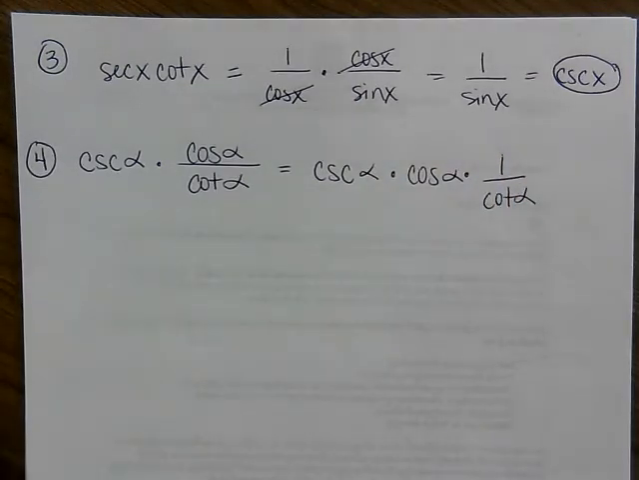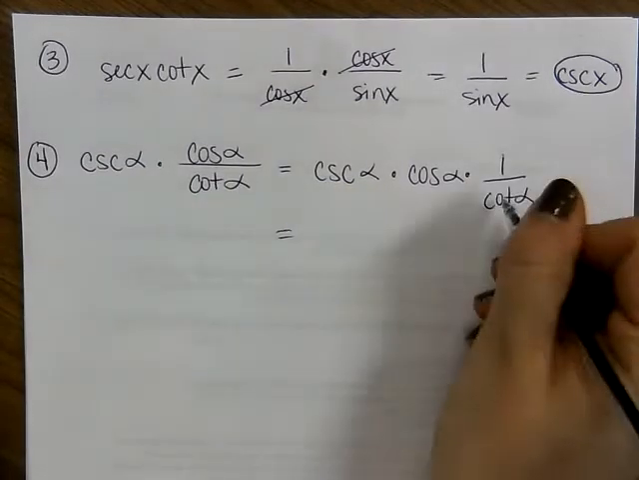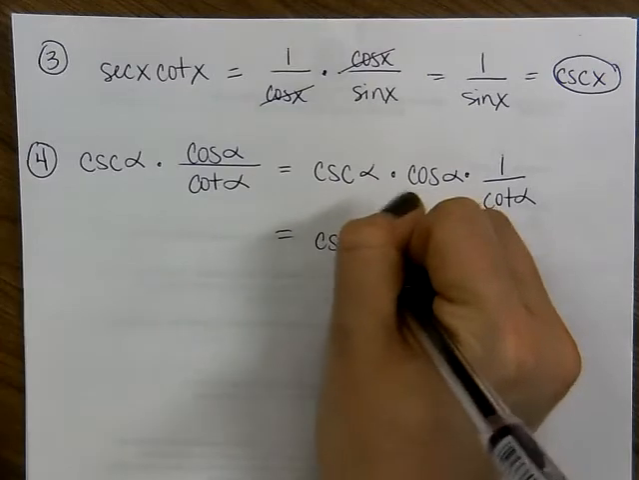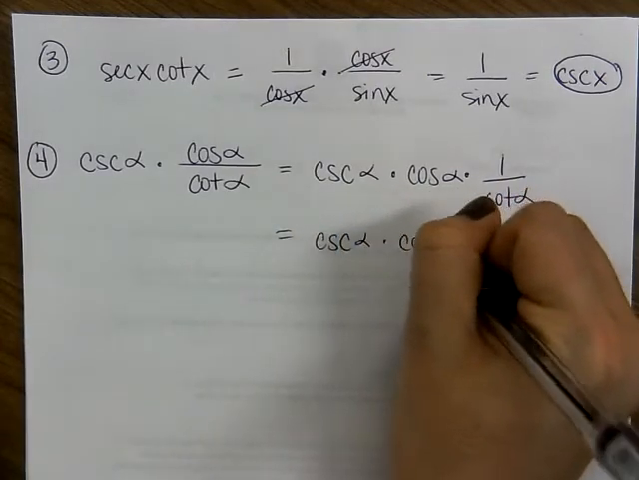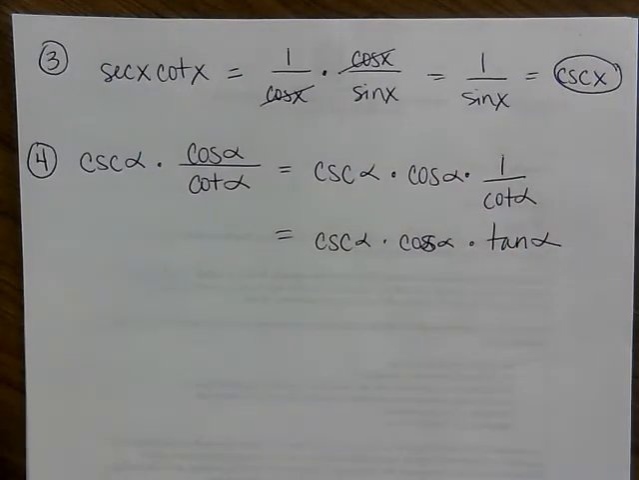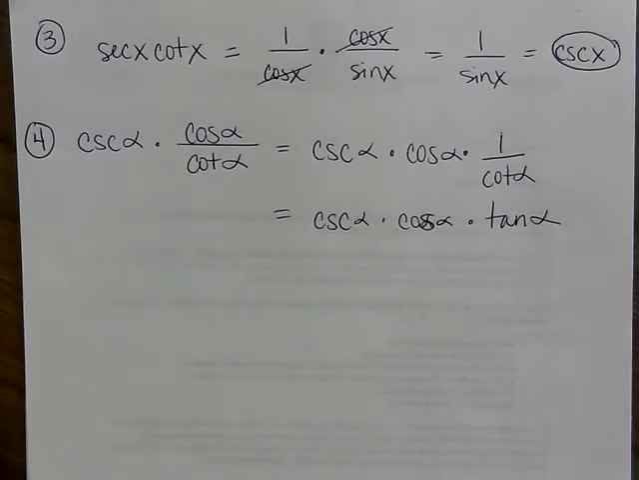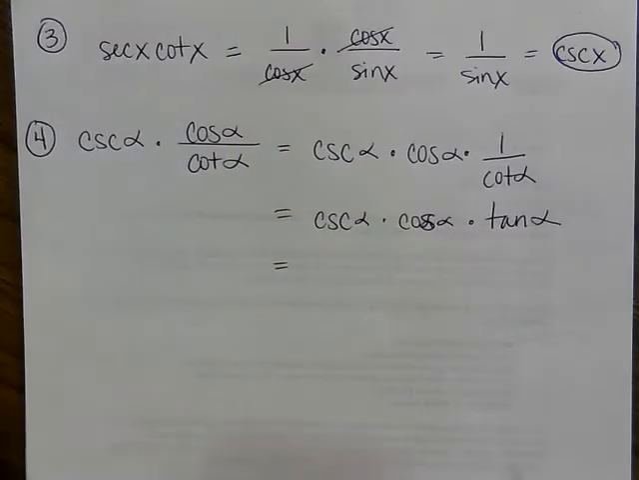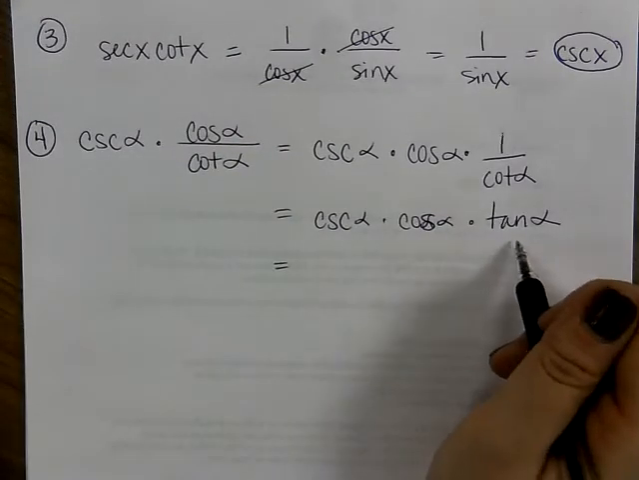right? Now, Kelly, you said that 1 over cotangent is the same as tangent, and you're absolutely right because of that reciprocal idea, okay? So now I'm going to change this to the cosecant times the cosine times the tangent. Does everyone see how that happened? Okay? All right, so Kelly, now you can keep going. Now what do I do? Then you just do cosine over 1 times sine over cosine. So it'll just cancel.